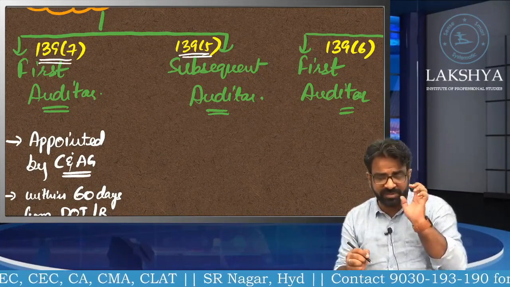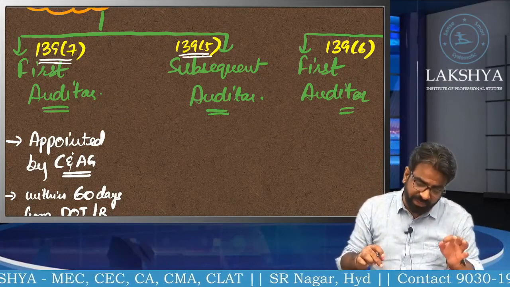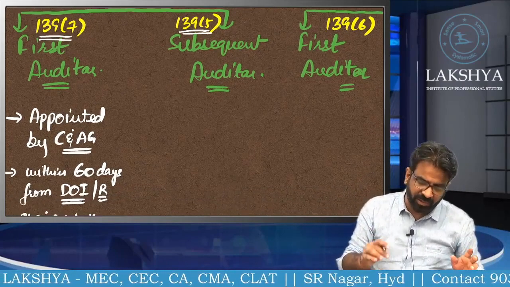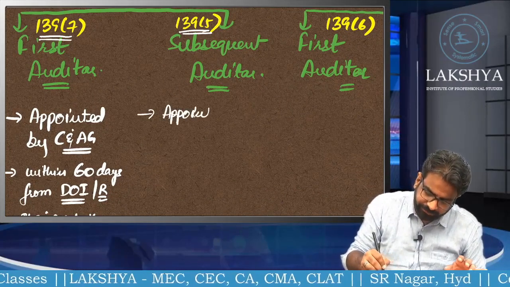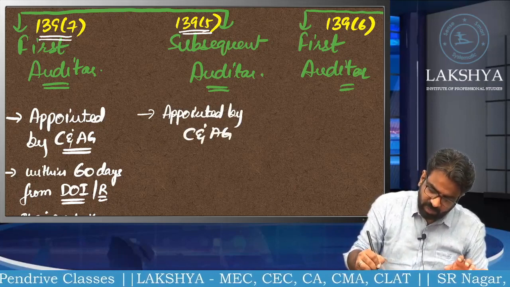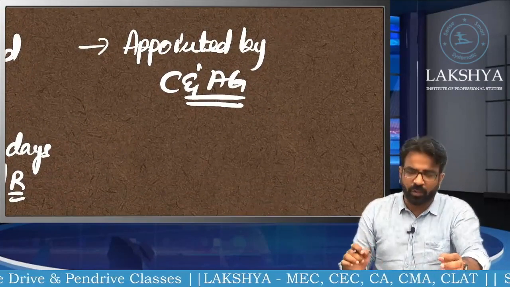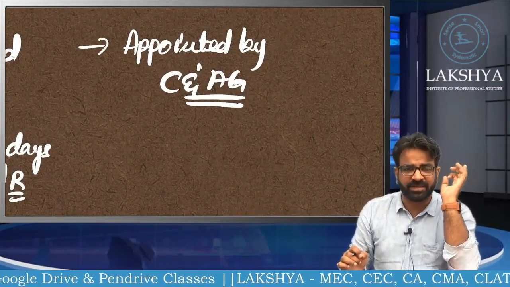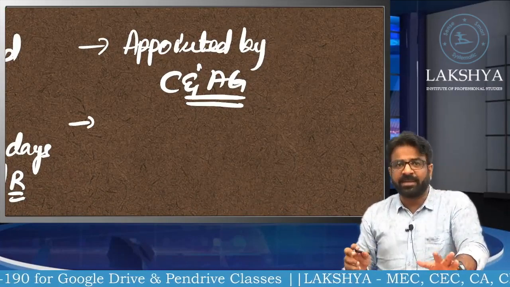So now we are talking about the subsequent auditor. Subsequent auditor of which company, sir? Government company. Government company means the name should strike your head. Who will appoint? Appointed by C&AG. Everyone clear? So who will appoint? Appointed by C&AG. Now the next question is, sir, what if the C&AG fails here?